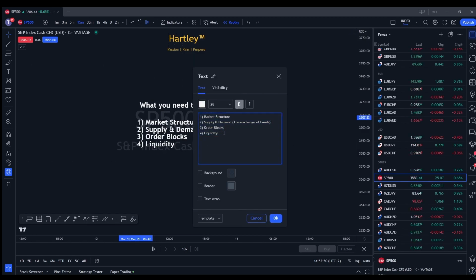I'll add number 5. This isn't very important, but you need to understand fair value gaps. It's unmitigated orders, but I don't trade solely off of the fair value gaps. I just use it on a chart to have it there, so I can see it. Not very important.